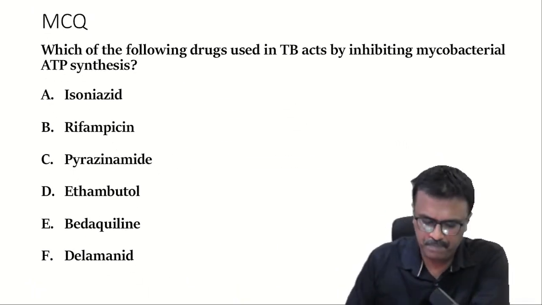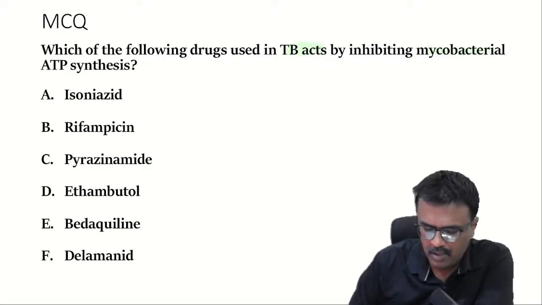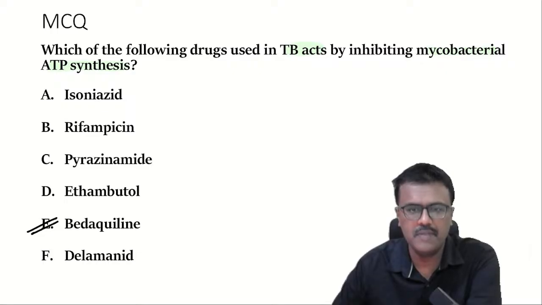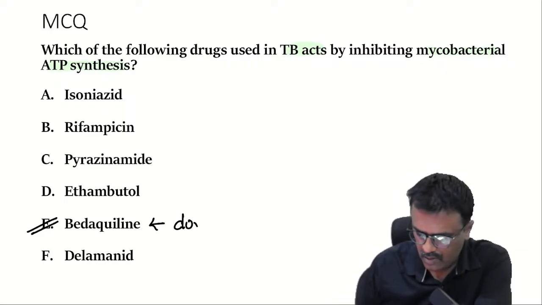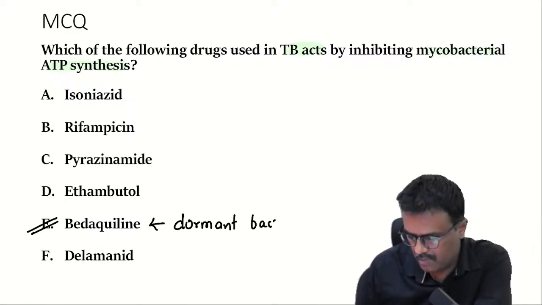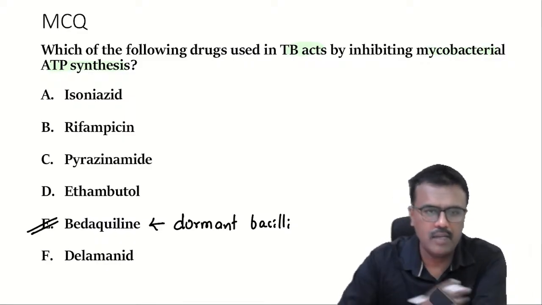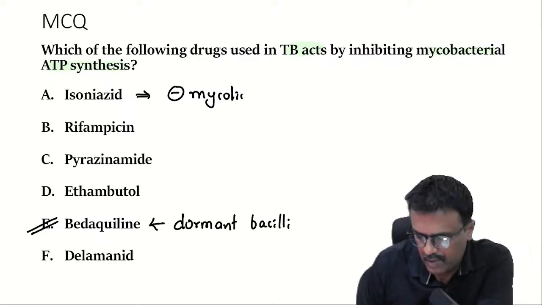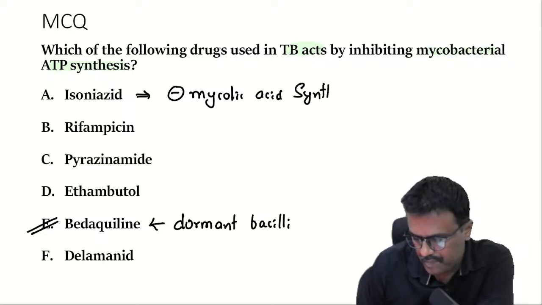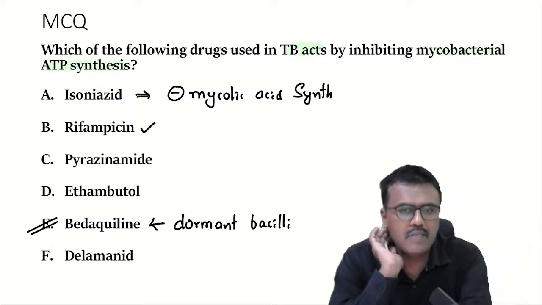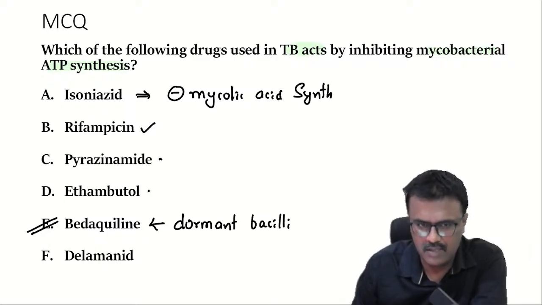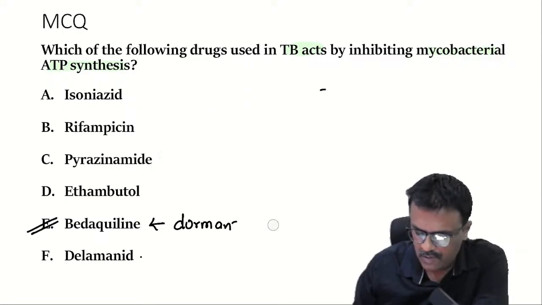So coming to tuberculosis, which of the following drugs used in TB acts by inhibiting mycobacterial ATP synthesis? So the drug is none other than bedaquiline. It inhibits mycobacterial ATP synthesis, and it is the only drug which acts on dormant TB bacilli. Right. What about the other mechanisms? Isoniazid. It inhibits mycolic acid synthesis. Rifampicin, I told you, it inhibits DNA dependent RNA polymerase. Pyrazinamide, ethambutol, not important. They don't ask you the mechanisms there. Delamanid also inhibits the cell wall synthesis.